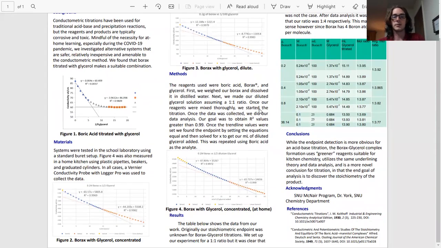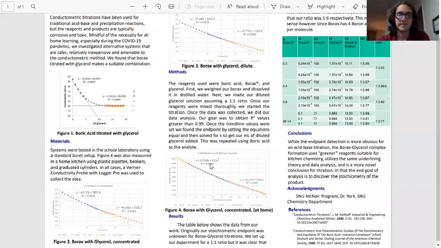For our methods, we would just use whatever reagents we were using. For the majority of the time, it was borax and glycerol. And we would dissolve them in distilled water, and we would make our diluted glycerol with distilled water as well. And at first, we assumed a 1-to-1 ratio, but it's clear that that actually wasn't the case later. We would run our titrations, and we would try to obtain R-squared values greater than 0.99, and we were able to do so. And once the values were set, you can set these two equations equal to each other, solve for x, and that gives you your stoichiometric endpoint.